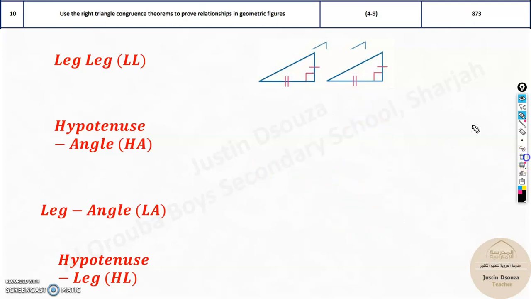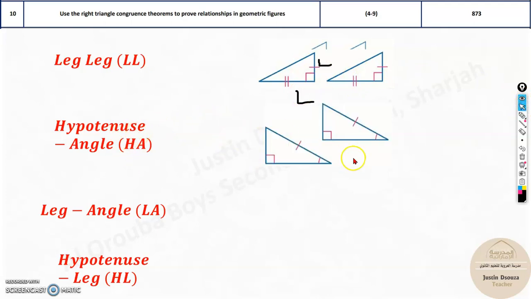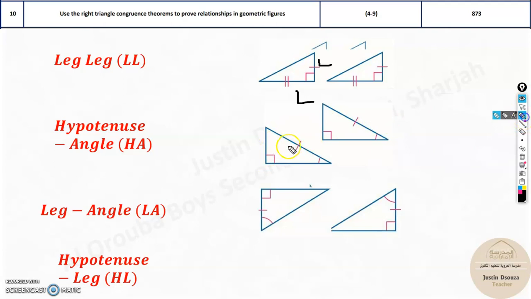So now let us look carefully over here. In a right angle triangle, if the two legs of the two triangles are congruent or equal, then the triangles are congruent. That is what it says. This is called leg-leg, because both the legs are congruent. Now similarly, if you have a hypotenuse and an angle, it doesn't matter which angle, this or this, if you have the hypotenuse of a right angle triangle and then the angle, then again it is congruent.